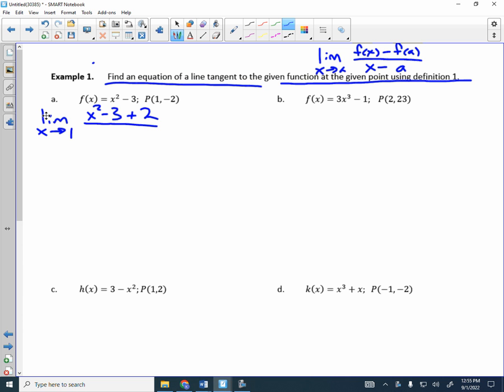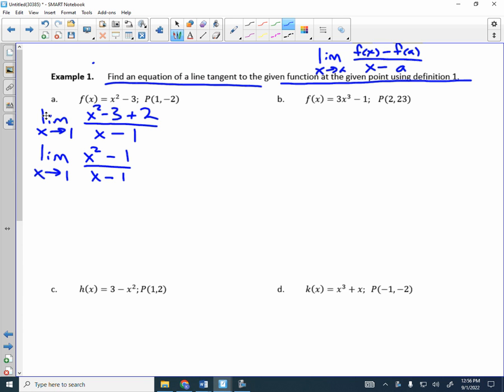f of a is the y value. That's what you get when you plug 1 in. Watch. If I plug 1 in, I get 1 squared is 1, minus 3 is negative 2. So we've provided it for you. Divided by x minus what? 1. a is the x value that you're approaching. And so I get the limit as x goes to 1 of what? What's in the top? x squared minus 1 over x minus 1.